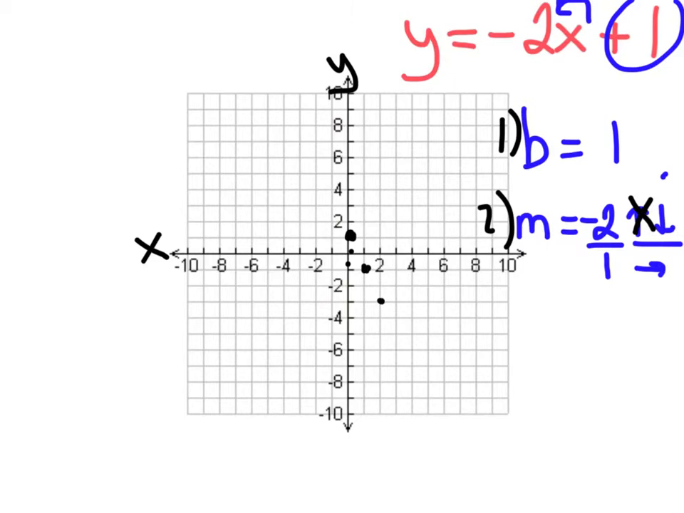Down 2 to the right 1. Once you get comfortable going one direction, go ahead and go the other. And there's your graph.